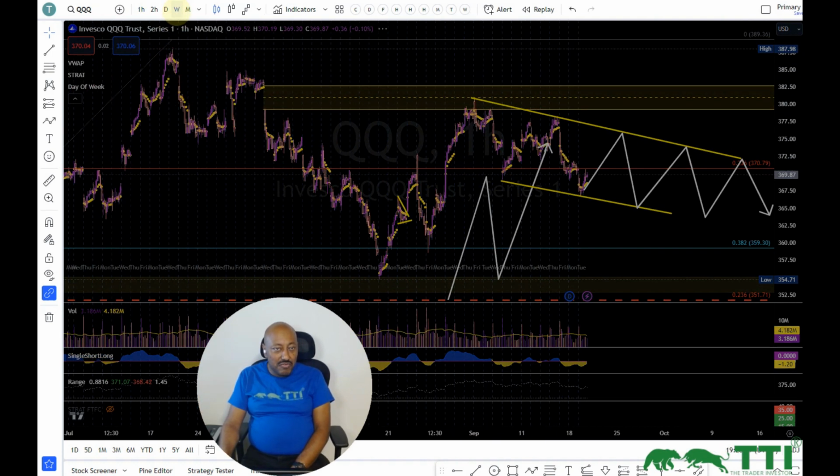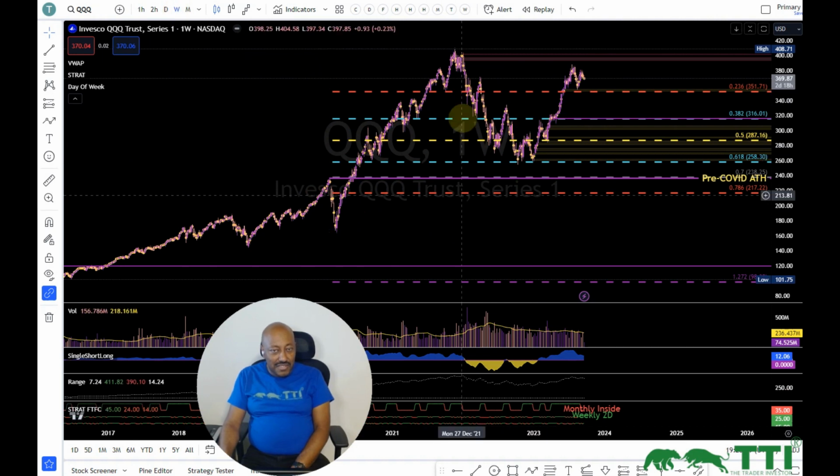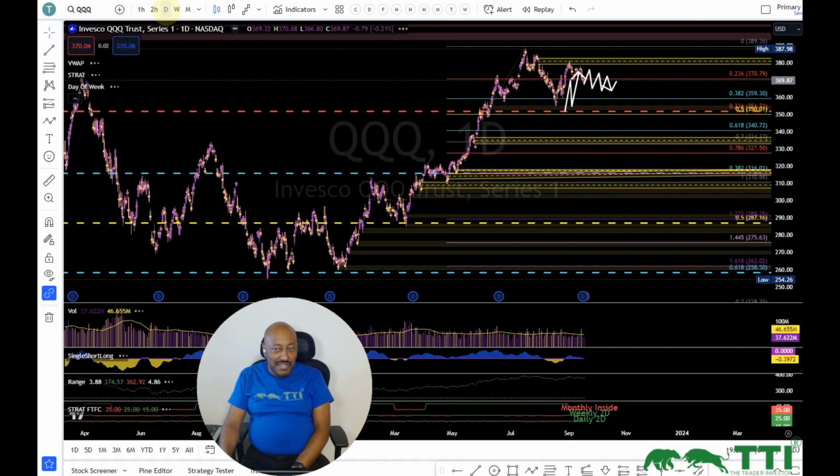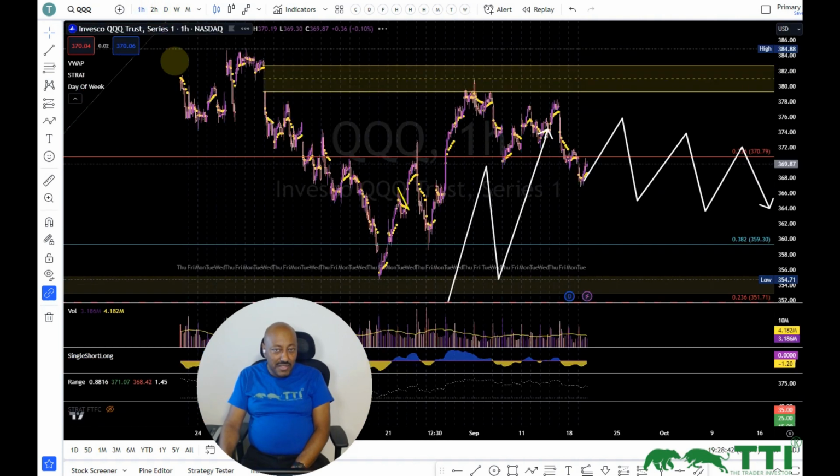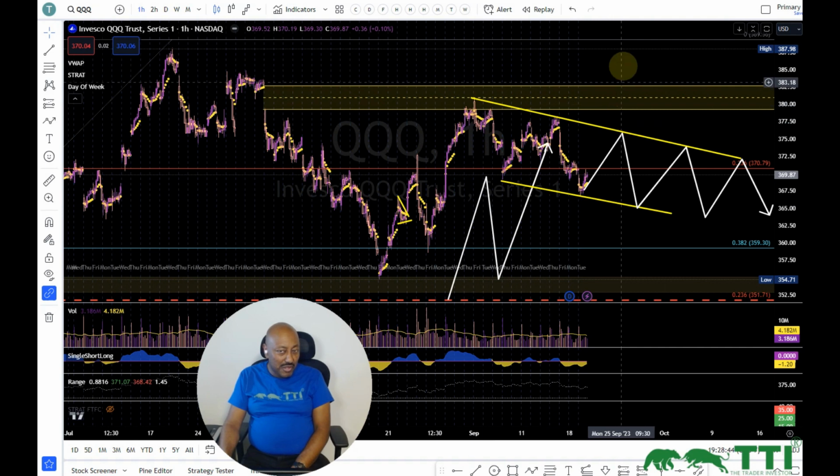But for my trades, what is the overall trend? That's what I'm looking at. What is the overall trend? I don't want to fight that trend. It's still to the upside. So I want to just play it to the upside.